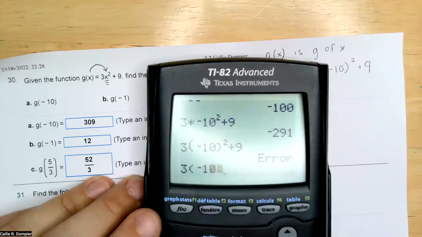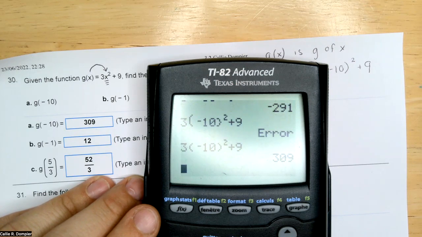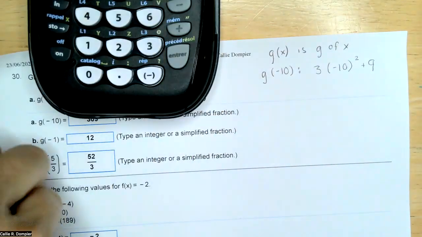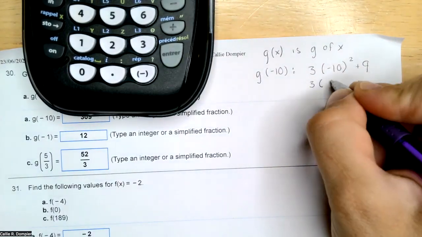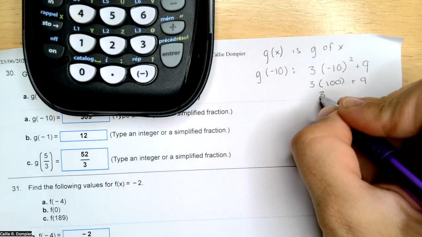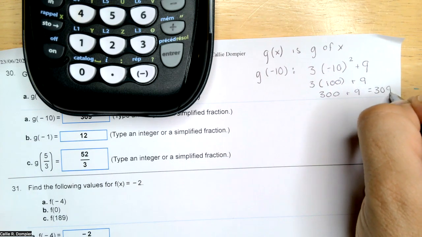3 times negative 10 squared plus 9. 309. Good. I just replaced the x with the negative 10. Or we could do it by hand. Negative 10 squared is 100, so 3 times 100 plus 9. 3 times 100 is 300, plus 9 is 309.